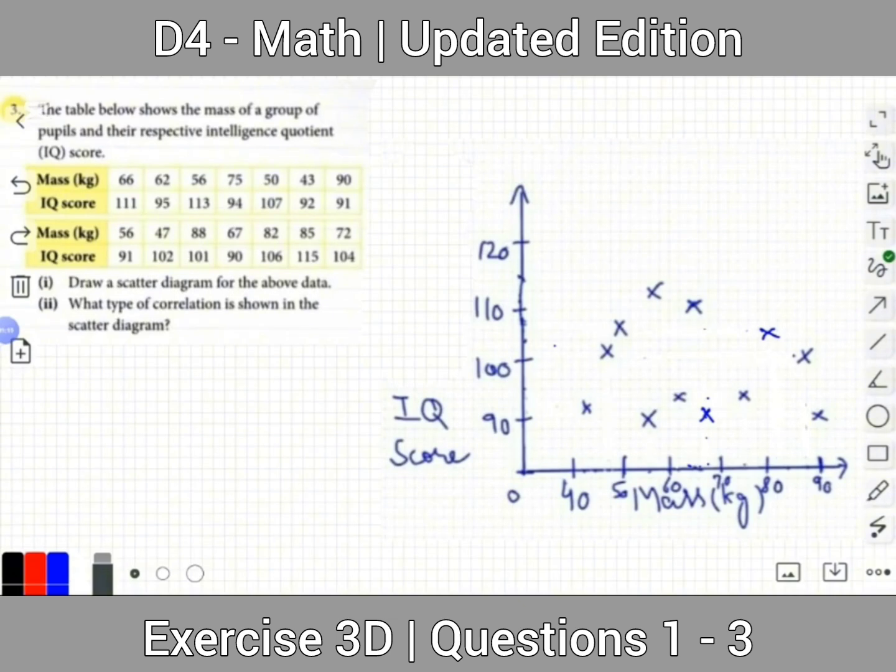Now for the second last ordered pair, we have 85 and 115. For 85 we have 82, 84 and 85 somewhere here. So here we have 85 and 115. So here we have 110, 112, 114 and here 115. So we will put a cross here.